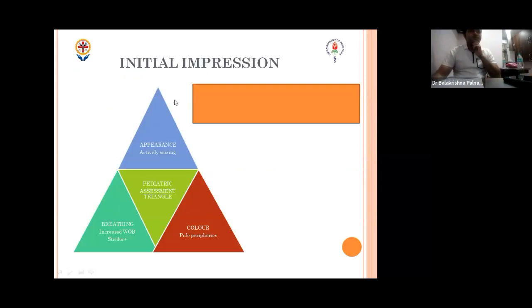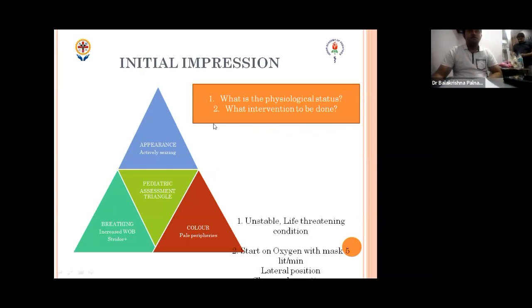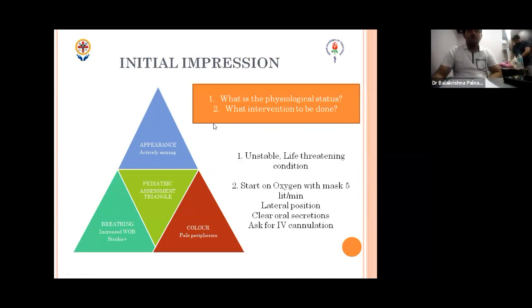So our initial impression was, according to the pediatric assessment triangle, appearance-wise, the child is actively seizing. Breathing-wise, increased work of breathing, stridor present. Color-wise, the child was having pale peripheries. So what is the physiological status? It is an unstable, life-threatening condition. What intervention needs to be done? Definitely, we need to start the child on O2 at 5 liters per minute. You need to put the child in the lateral position to prevent aspiration. You need to clear oral secretions, ask for IV cannulation and go to the next step.